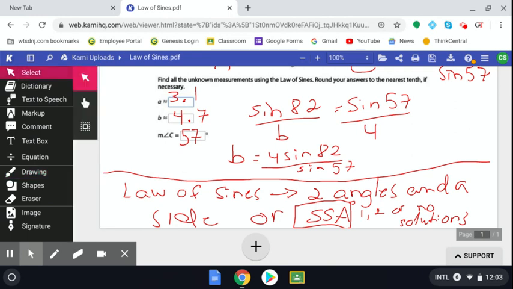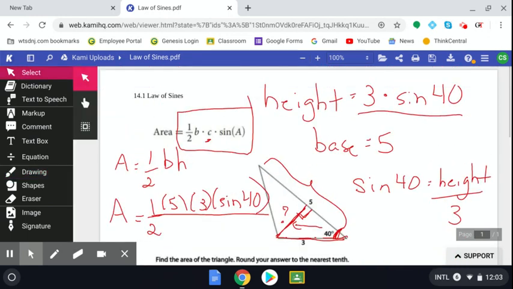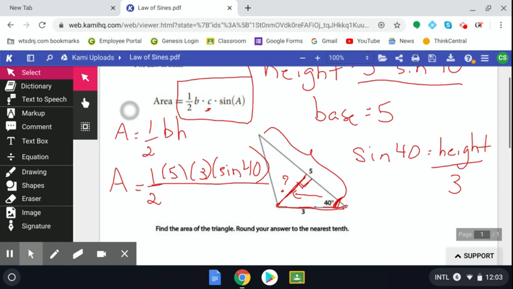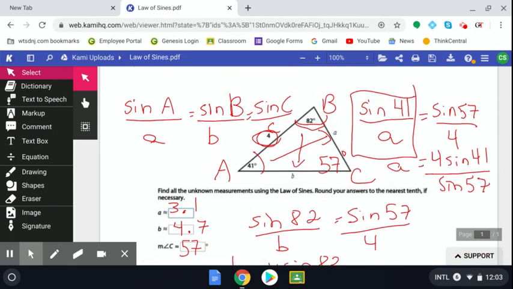Okay, so just remember to find the area, you can use that formula. Law of sines is over here, and I believe you should be able to do the assignment with this information.